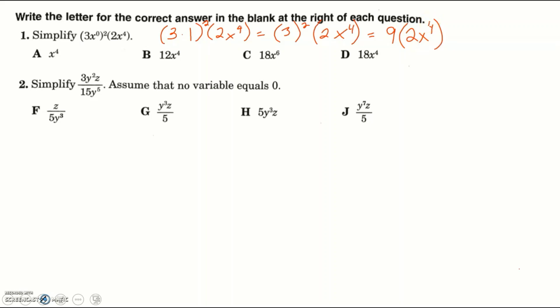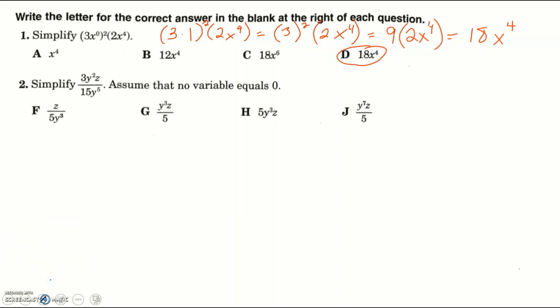And when we're multiplying 9 times 2x to the 4th power, remember, it's just multiplying. There's no distributive property here. There's no addition or subtraction inside. So 9 times 2 is 18. And then x to the 4th power is just x to the 4th power. So the only exponent simplifying we had to do was that x to the 0 power. So that matches in answer D.